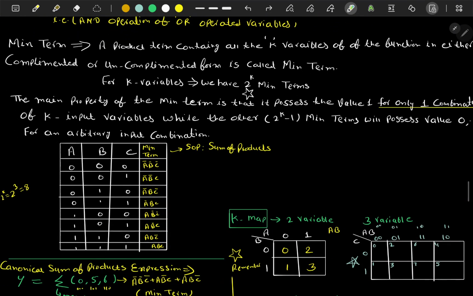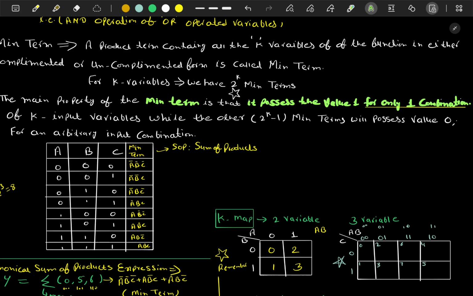Now, very important: the min term. A product term containing all the k variables of the function, in either complemented or uncomplemented form, is called a min term. So there are k variables which will be used in the Karnaugh map, and we have 2 to the power k min terms. The main property of the min term is that it possesses the value 1 for only one combination.